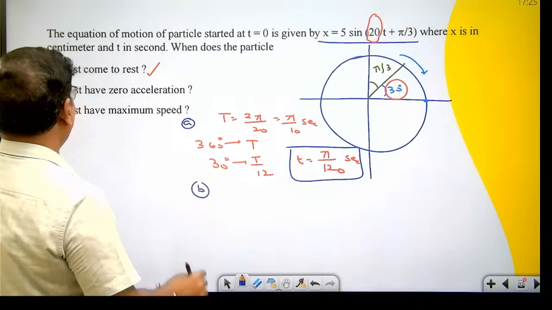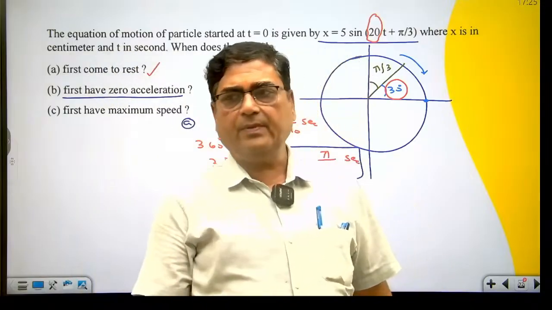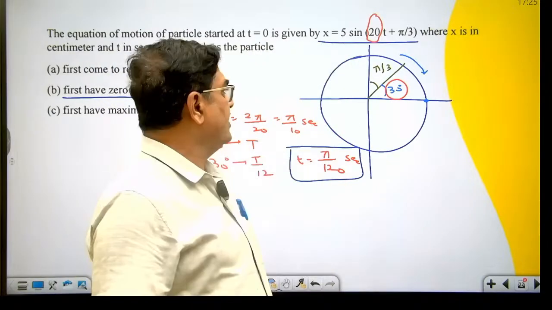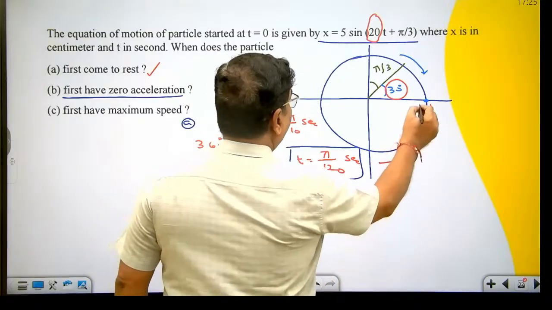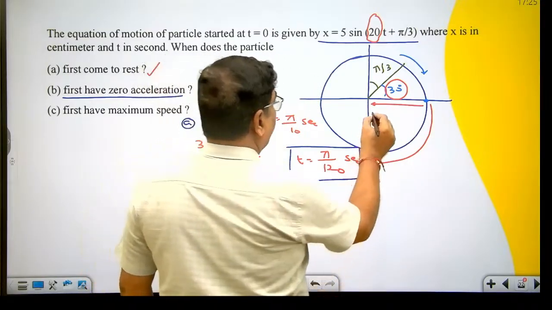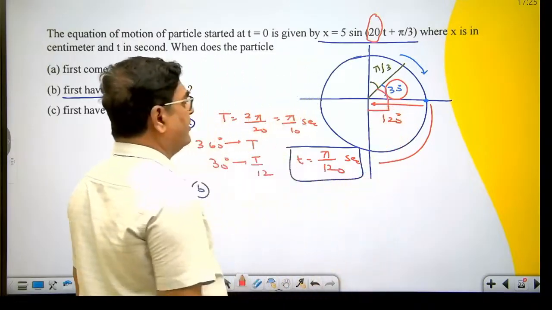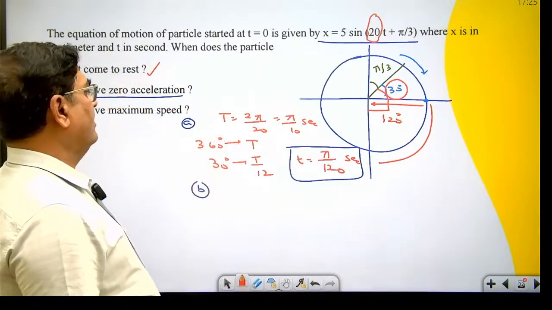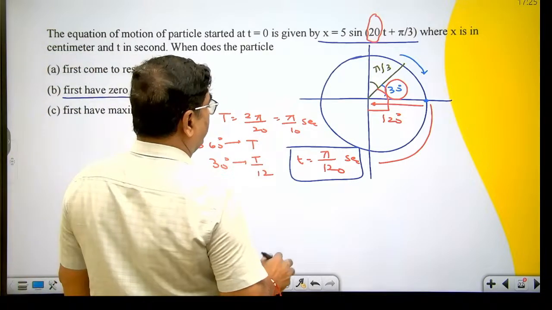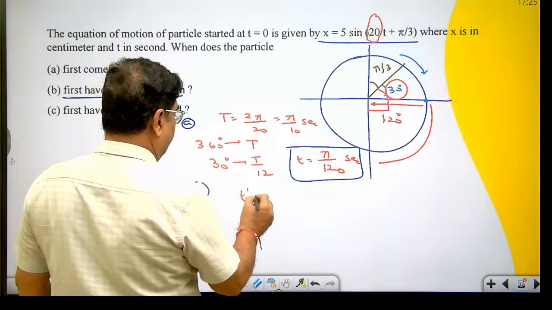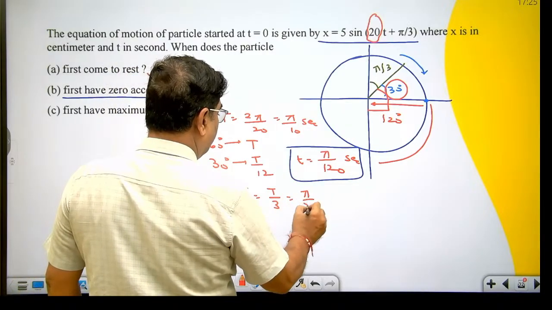Now in the B part, first have 0 acceleration. Zero acceleration will come when the particle reaches the mean position. Dear student, the particle will reach the mean position like this. So when the particle travels a 120 degree angle from here to here, 90 plus 30, then the particle's acceleration will become 0. In traveling 120 degree, suppose the time is t dash. This is T by 3. So the answer will be pi by 30 second.